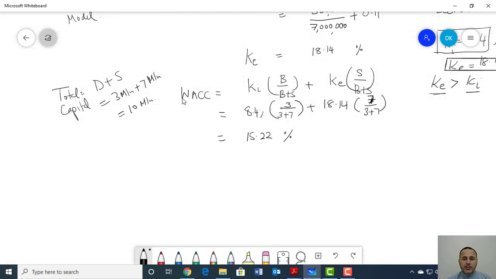The calculation of WACC is super easy. You take KI and multiply it with the bond weightage, then you multiply the cost of equity with the weightage of the stock, and the result is 15.22%.